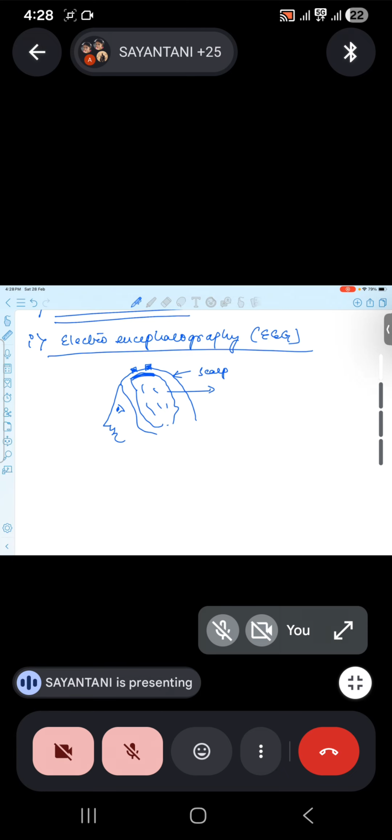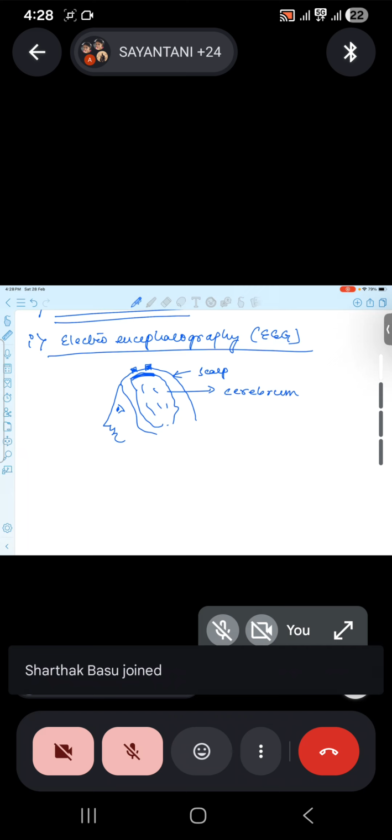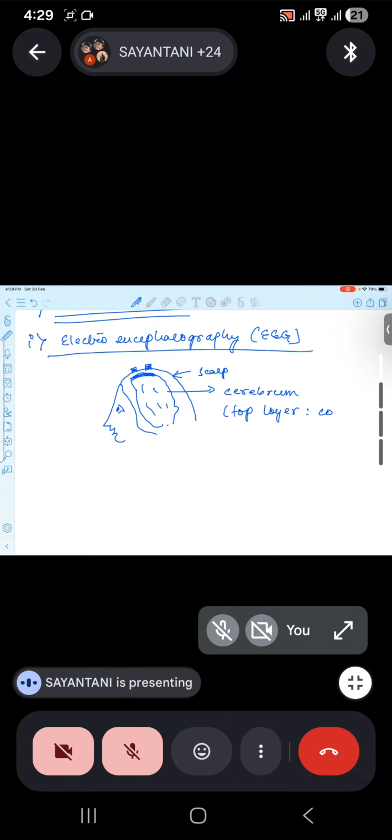So this is your cerebrum, which we discussed in the last class. From the top layer of the cerebrum you are going to get a response. The top layer is referred to as the cortex. From the cortical region of the brain you get a response, which you capture via the electrodes placed. Now, there are several types of non-invasive techniques, so let us understand one by one how these cortical responses are acquired.